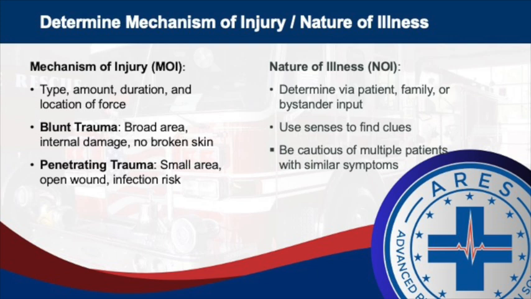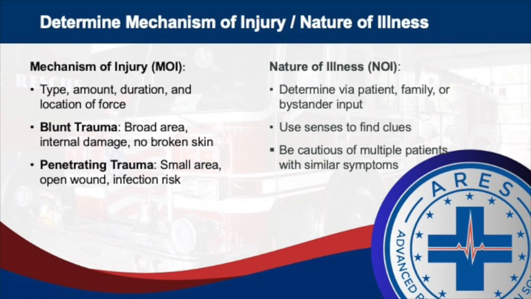Once you've ensured the scene is safe, your next step is figuring out what brought you there in the first place. The mechanism of injury, or MOI, and the nature of illness, or NOI. These help you understand what's going on with your patient and guide your approach to care. Every call you respond to will fall into one of three categories: medical conditions, traumatic injuries, or a combination of both. Traumatic injuries happen when physical forces are applied to the body, like an object striking the patient or the patient striking an object. If the call involves trauma, your job is to determine the MOI.